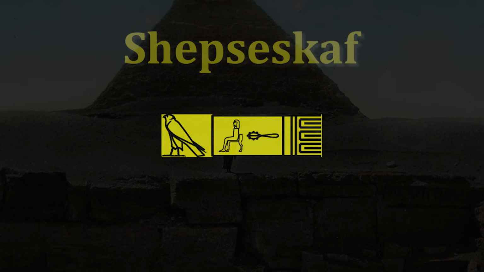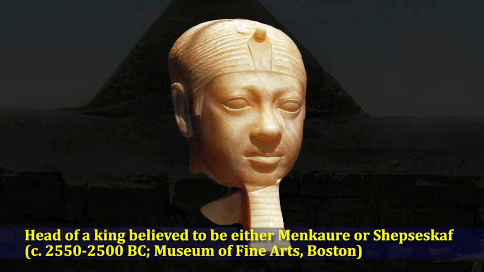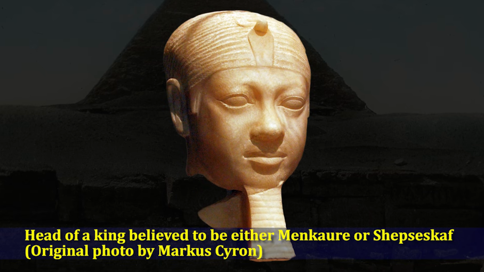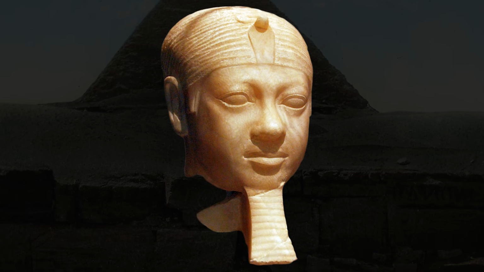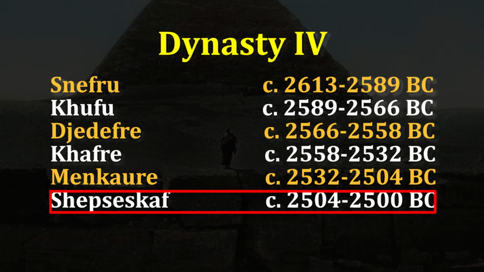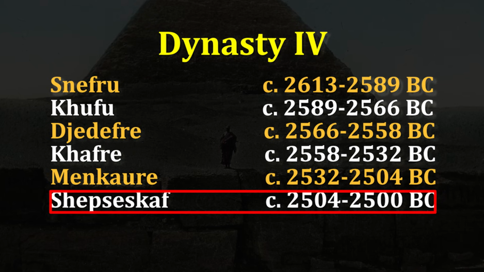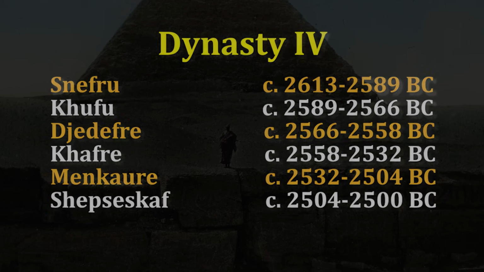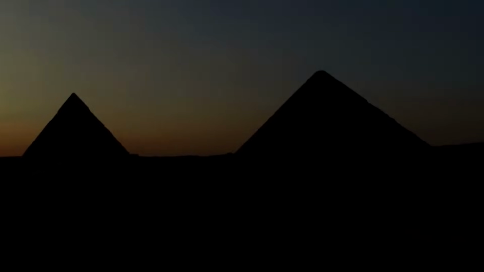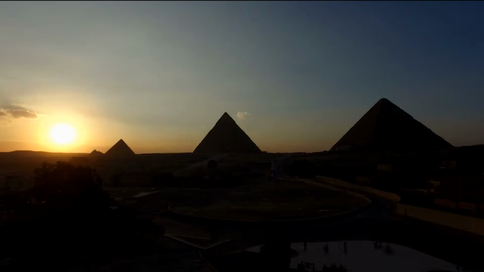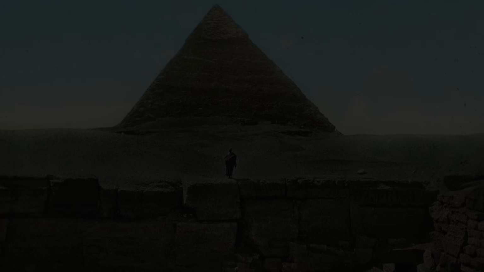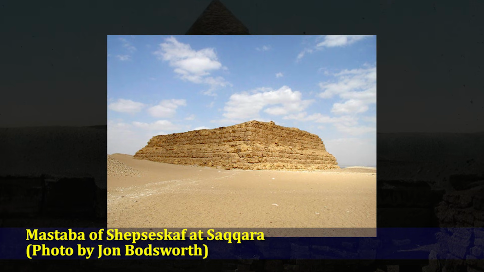Shepseskaf became king of Egypt around 2500 BC. His was the last, and, at only 4 years, the shortest reign of Dynasty 4. It's quite possible, though not stated in any known text, that there may have been some trouble between the royal family and the priests of Ra. Not only was Shepseskaf not buried at Giza like his immediate ancestors, but he also chose not to, or perhaps simply couldn't afford, to have a pyramid built for himself. Instead, his final resting place ended up being a large mastaba at Saqqara.